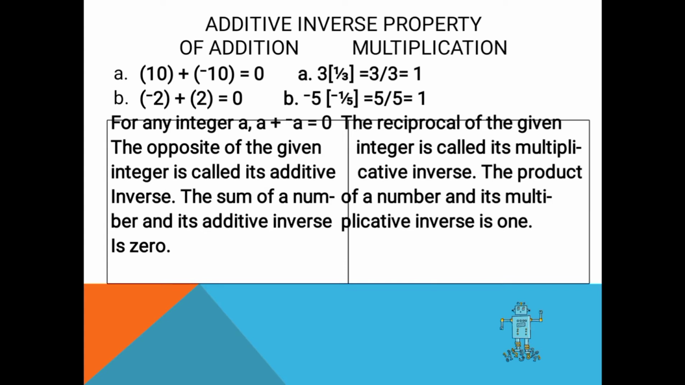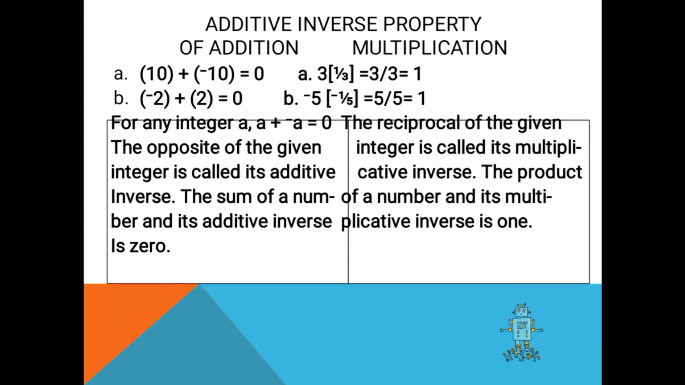Here in multiplication, 3 times the quantity 1/3 is equal to 1. B, negative 5 times negative 1/5 is always equal to 1. Why? The reciprocal of the given integer is called its multiplicative inverse. The product of a number and its multiplicative inverse is 1. What is the reciprocal of 3? 1/3. Why is it, ma'am? 3 here is the numerator and the denominator is 1. So when you get the inverse, that is 1 over 3, or 1/3.